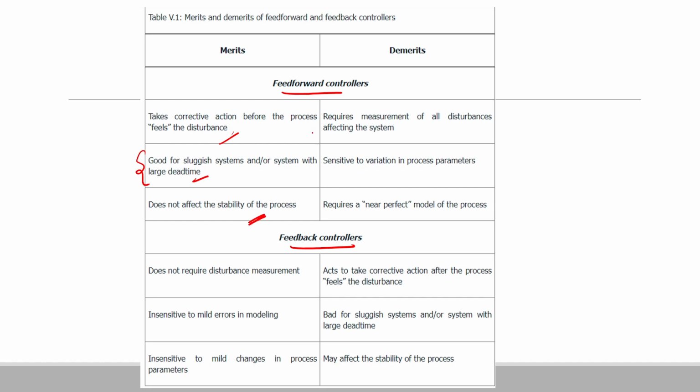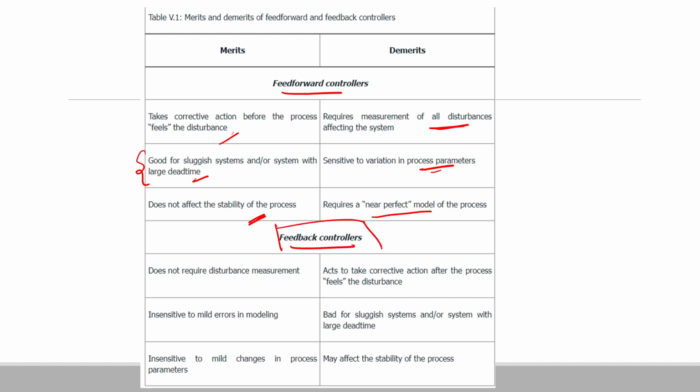However, there are demerits to this feed forward controller. That is, we need to account for all the disturbances of the system. Then it is sensitive to variation in process parameters. So if any of the process parameters changes, then the prediction model or the model of the process will change. So that also needs to be accounted for. That is why we say that it is sensitive to variation in process parameters. Then again, it requires a near perfect model of the process.